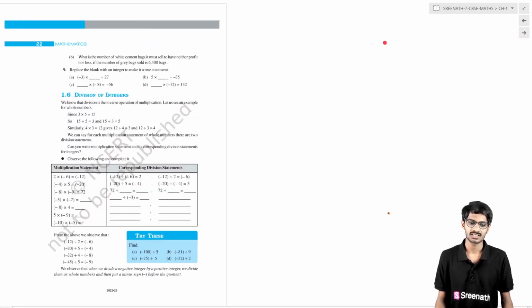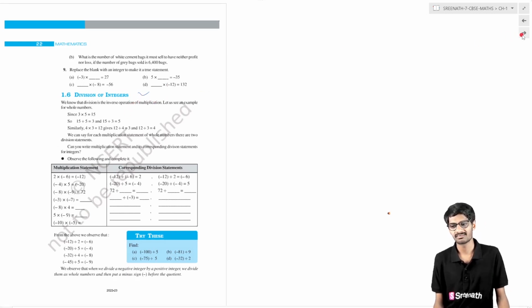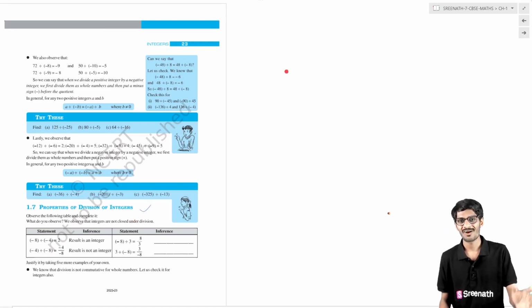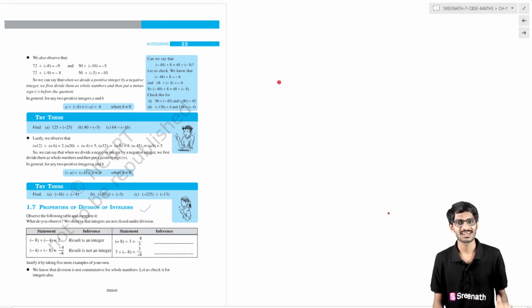Okay, after that we will discuss how we will divide integers. After that, our seventh and last and most important topic is properties of division of integers. What are the properties when we divide integers? So we have completed the overview of the whole chapter. Now we are going to learn each topic in detail.